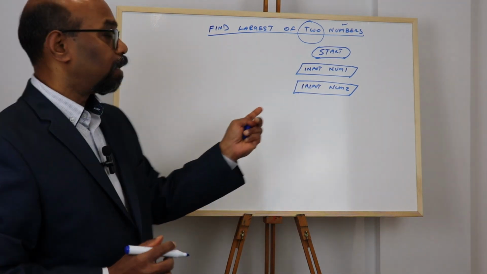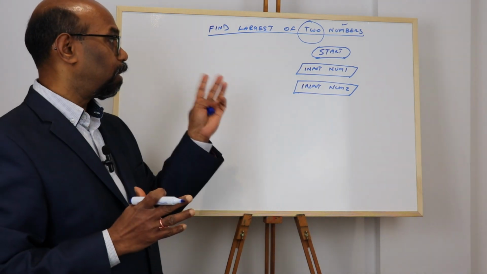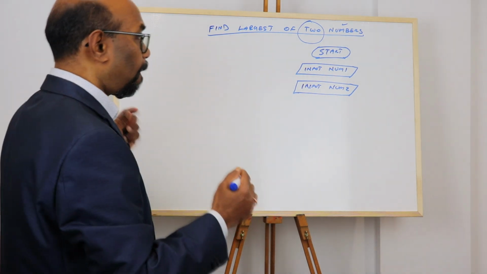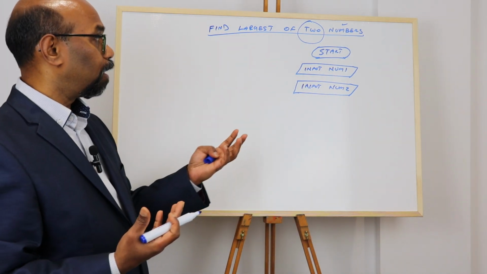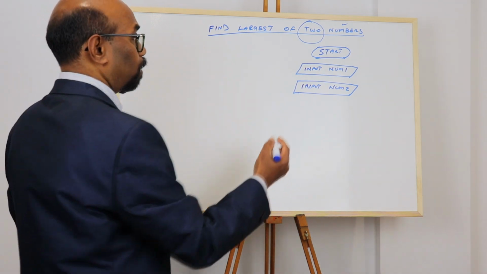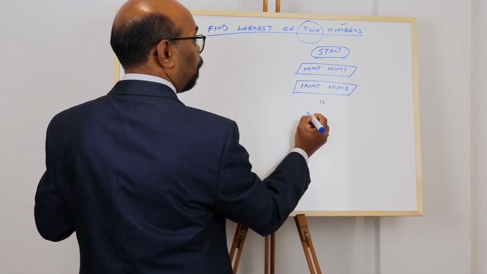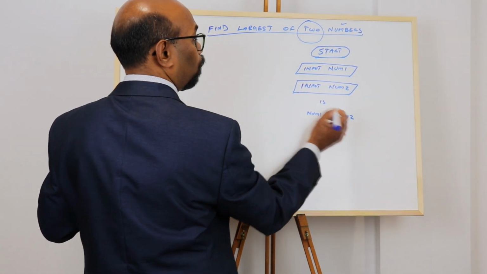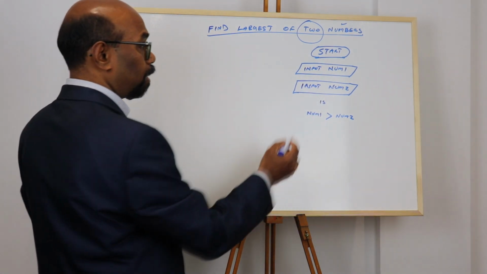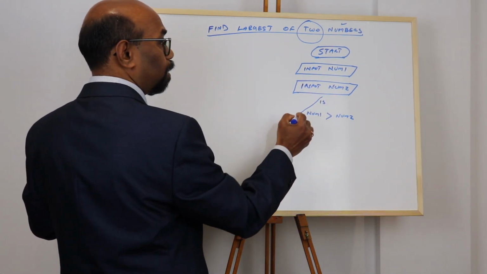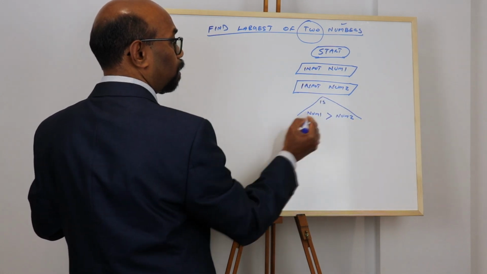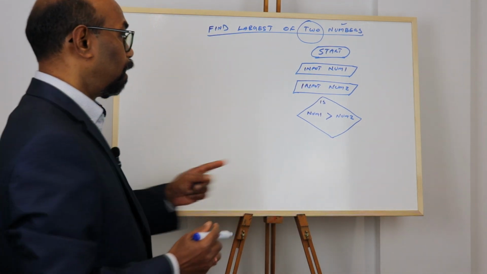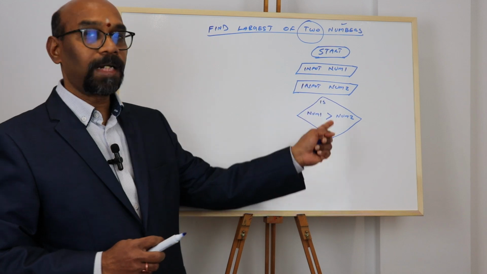Now this is where we are going to apply our conditional statement. The condition in a flowchart is a diamond symbol. What are we comparing here? We are comparing number 1 with number 2. So, is number 1 greater than number 2? This is what the condition is. How do we denote this? Using the diamond symbol. This is called a conditional statement.